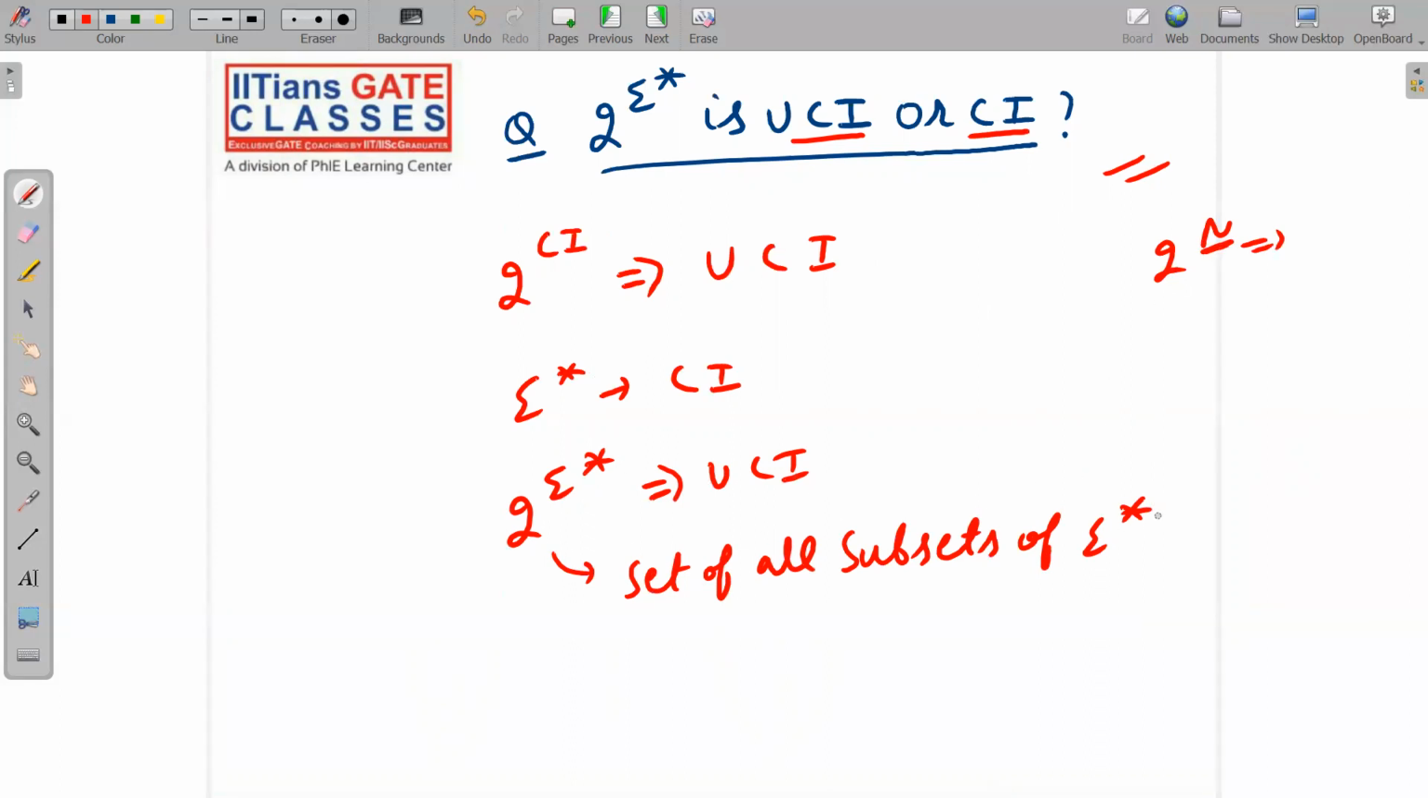Set of all subsets of sigma star. Why am I calling it like this? Because it is nothing but the power set. If S is a set, 2 power S is what? Set of all subsets of S. Similarly, sigma star is a set, so 2 power sigma star will be the set of all subsets of sigma star.